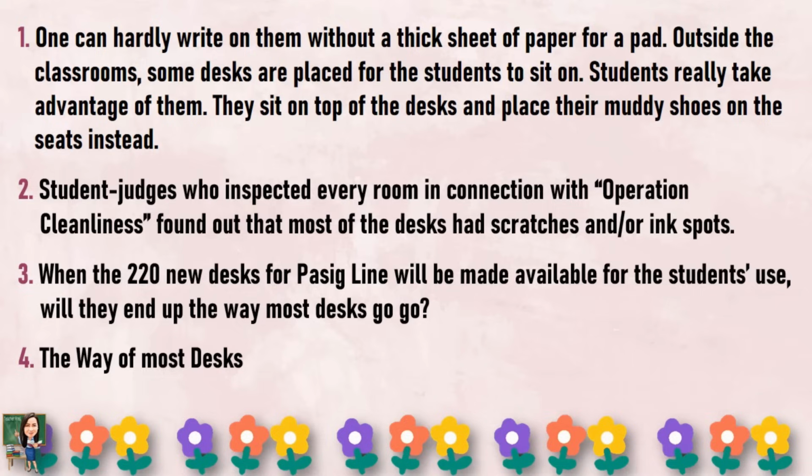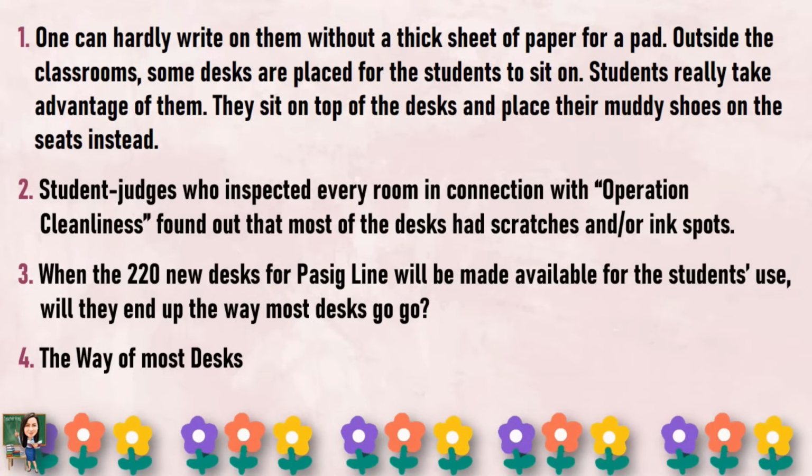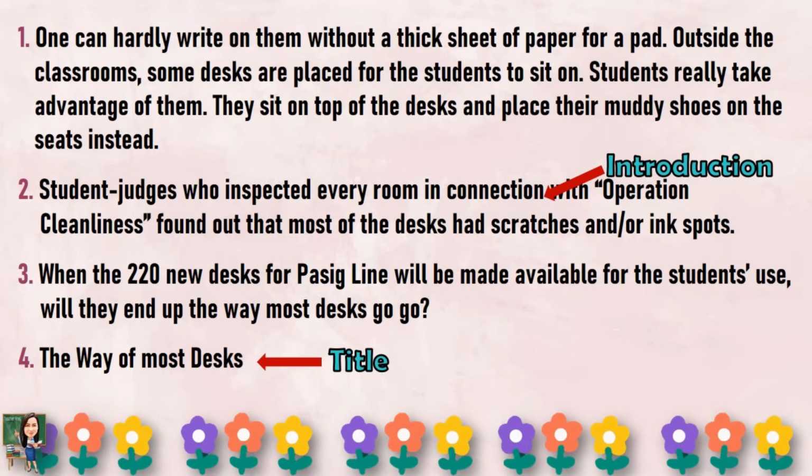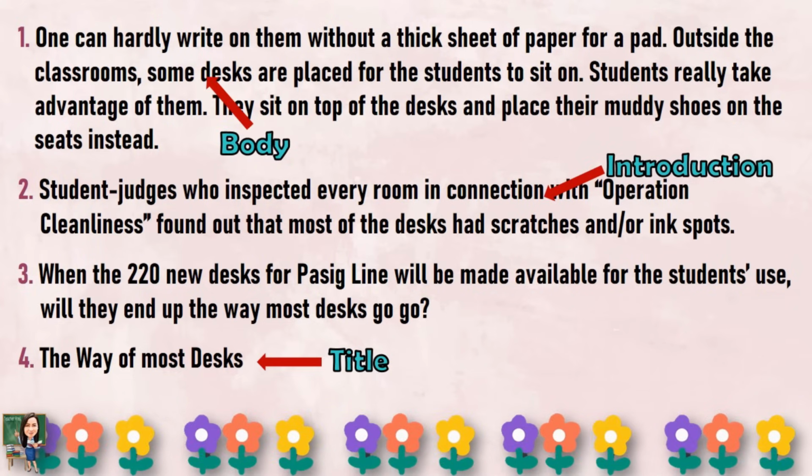Now, let us arrange the following in a paragraph form. Among these statements, what should be the title? Correct. The title is number 4, the way of most desks. And what should be the introduction? Correct. It should be number 2. What should be the body of the paragraph? Very good. It should be number 1. And what should be the conclusion of the paragraph? Correct. It is number 3.